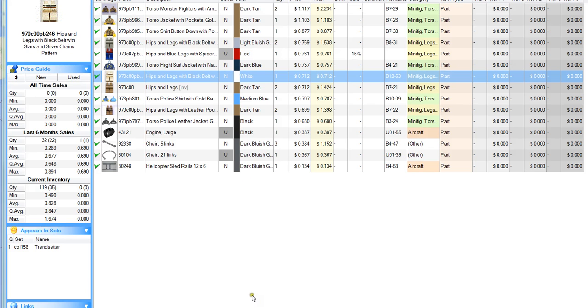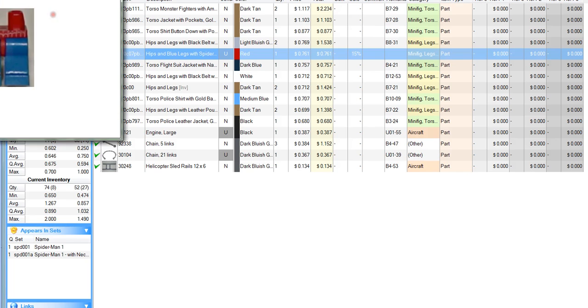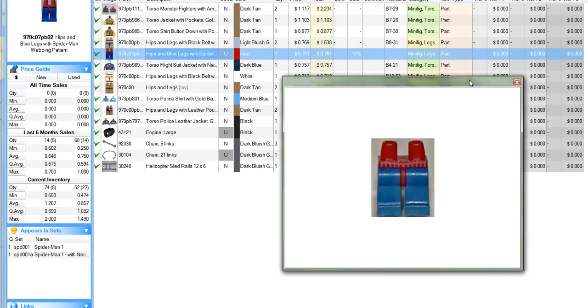This order is fairly small, but it was 14 bucks, just because it's all minifigure parts for the most part, except for an aircraft engine, helicopter pieces, and a couple of chains. It's all minifigure legs and torsos. I had a couple of used parts in this. I'll start with those. The most interesting one is Spider-Man's legs.